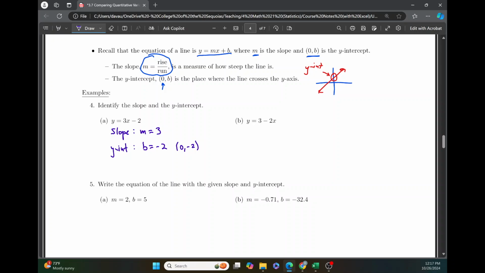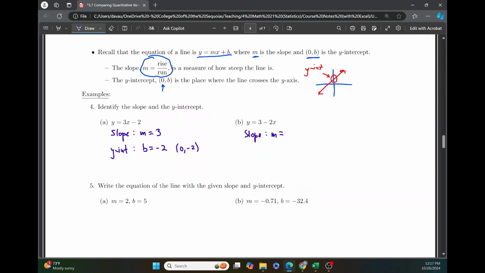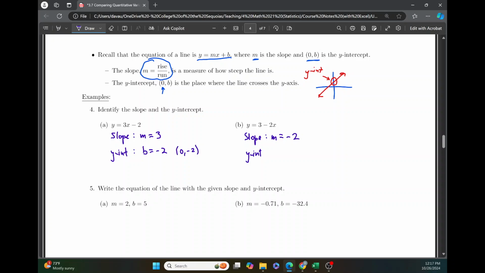In part B, don't be fooled. It doesn't matter what order these things are written in. The slope is always the thing that you're multiplying by x, in this case, -2. And it's important to take the sign that comes in front of the number, right? That's your slope, -2. And your y-intercept would be a +3 this time, okay? Or if you want to write it as a point, it would be the point 0, 3.